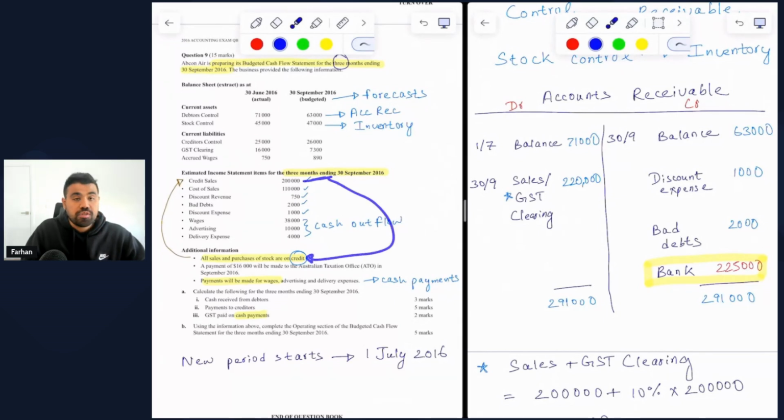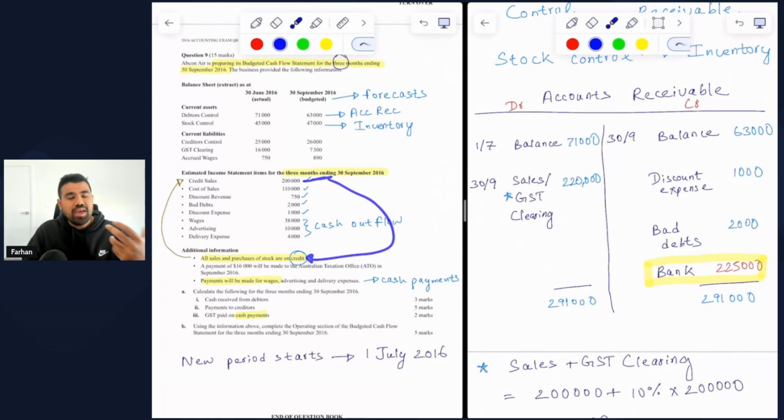It clearly mentions that all sales and purchases of stock are on credit. So we do not really have any cash sales at all. So with conviction, we can say that the credit sales are the total sales for the 3 months ending 30 September 2016, and that is $200,000.